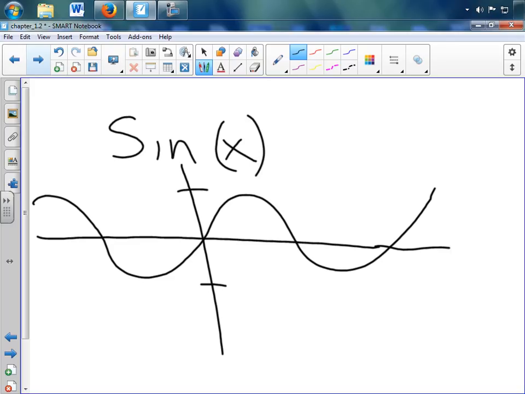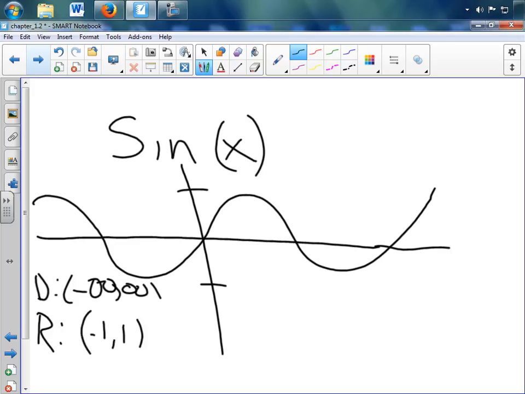But if you were to look at this, what's the domain of this? Looking at your graph. Okay, negative infinity to infinity. But here the range is a little different. Let's see if you can figure it out looking at your graph. Okay? What values does it stay between? Negative 1 and 1. Okay?